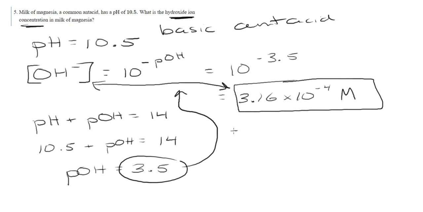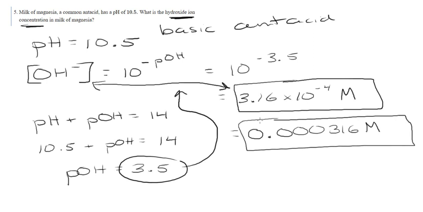Now, some of you don't like scientific notation, right? So this would just be 0.0000316 molar. Same thing, right? If I move my decimal point, it goes 1, 2, 3, 4 places to the right, which if I write it in scientific notation looks like that.